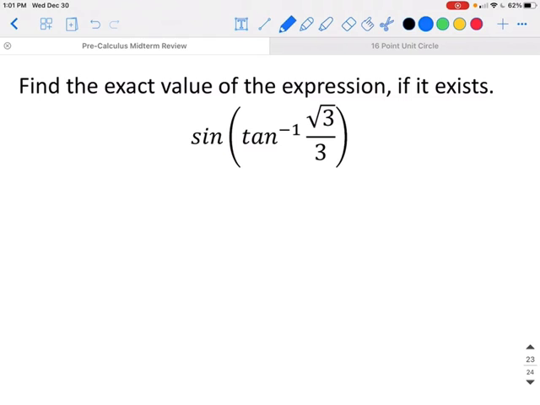We need to find the exact value of the expression. So we're going to start with the stuff on the inside. We need to find the inverse tangent of radical 3 over 3. Now remember, when you're looking at tangent, you can only look at the right half of our unit circle.